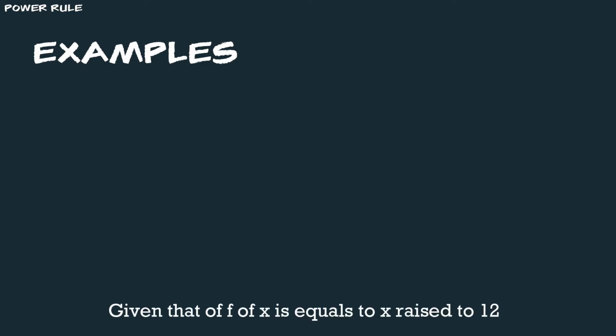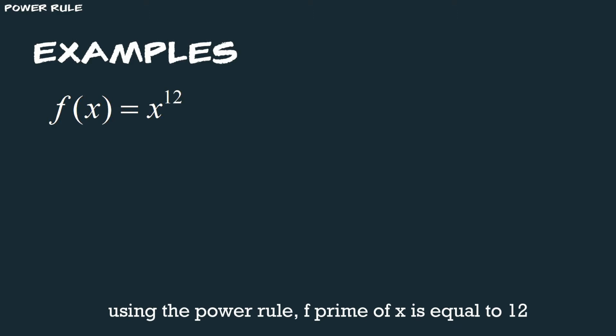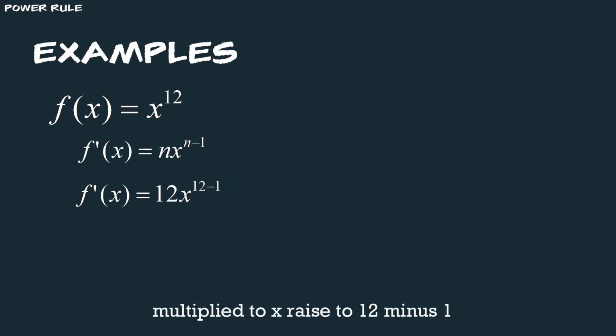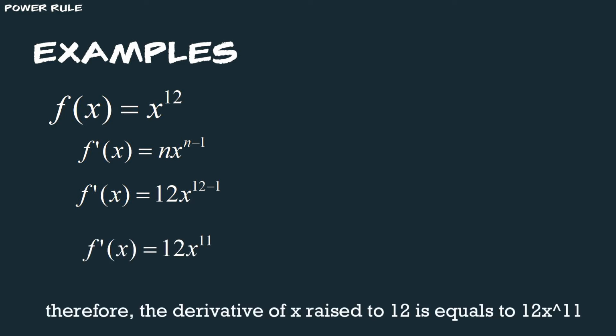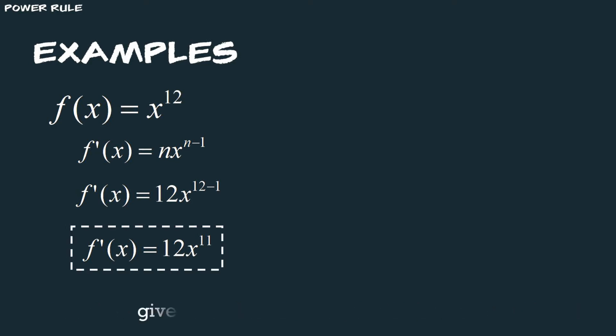Examples. Given that f of x is equal to x raised to 12, using the power rule, f prime of x is equal to 12 multiplied to x raised to 12 minus 1. Therefore, the derivative of x raised to 12 is equal to 12x raised to 11.